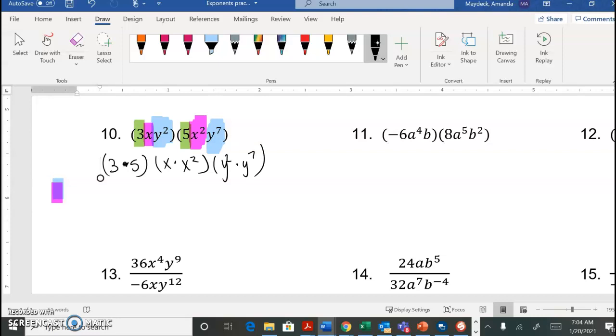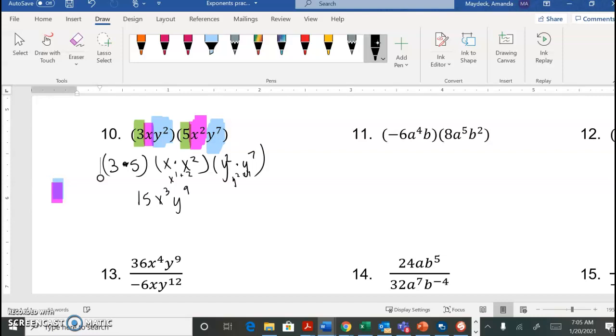Now that we have them all matched up, we're just going to use the regular rules of exponents when multiplying. The first one, pretty simply, is 3 times 5. We have 15. The second part is x times x squared. What you're going to do is add the exponents. In this case, we have x to the 1st power times x to the 2nd power, leaving us with x cubed. And then for the y's, we have y squared times y to the 7th power, which leaves us with y to the 9th power.